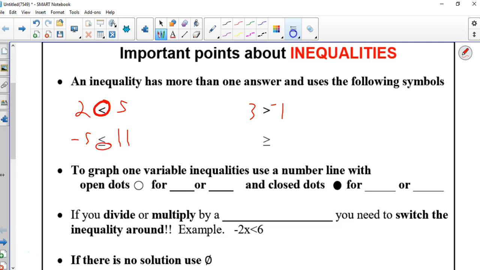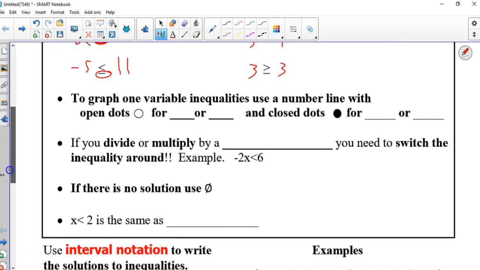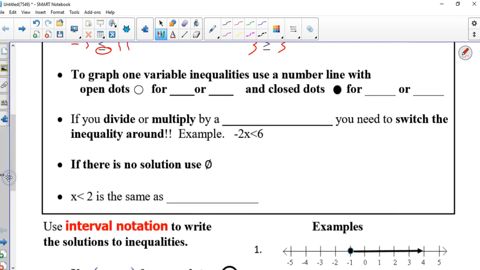This part here, the line, is the "or equal," which is why we can have a statement like this: 3 is greater than or equal to 3. It is true. Now, to graph variable inequalities using a number line, we use open dots for less than or greater than, and we use closed dots for the less than or equal, greater than or equal symbols.